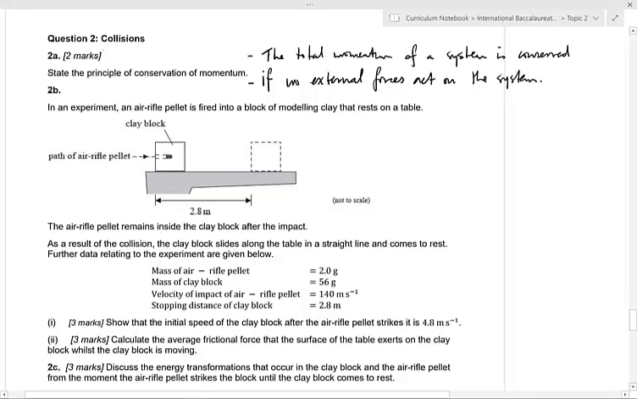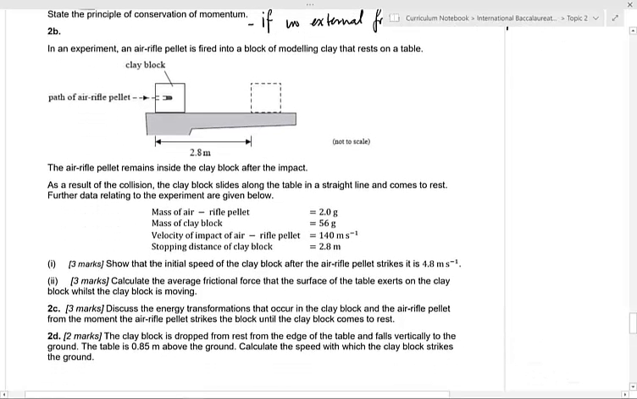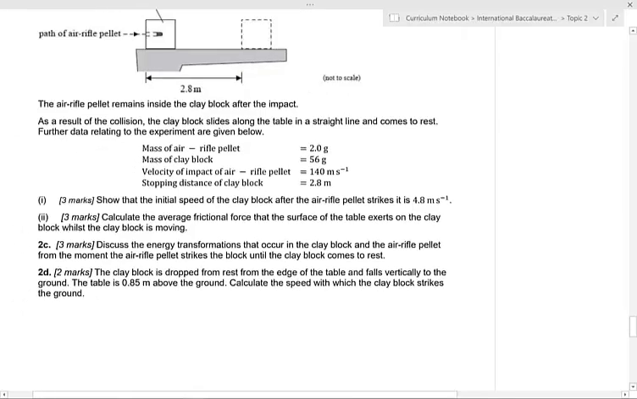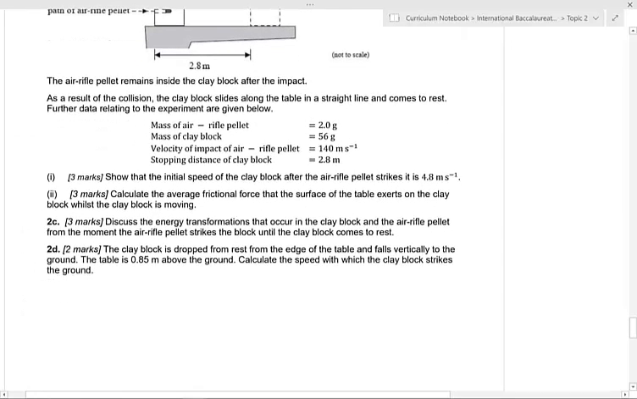So always check for these questions. If there are 2 marks, then there are 2 distinct points that may need to be included. Alright, now we have this situation where a pellet is fired into a block, and it causes the block that was initially stationary to slide along the top of a bench, and we're told that it slides a distance of 2.8 meters, and we're given all this data about the situation. So I'm going to solve this just below so I can see all the information.